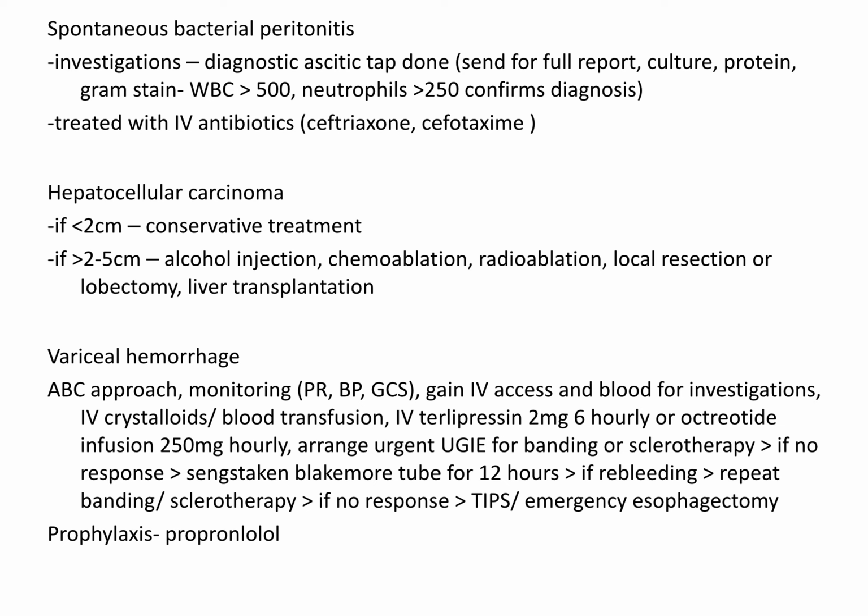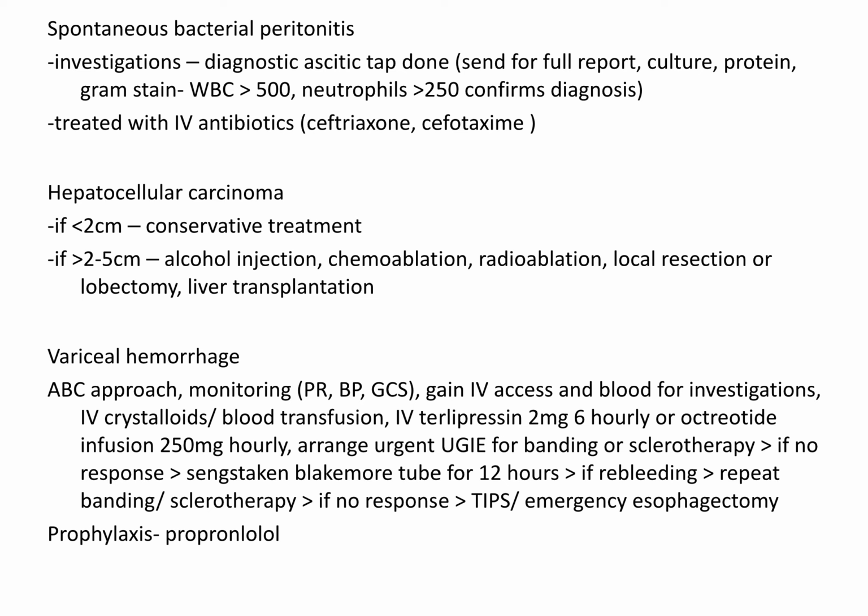And if the patient has variceal hemorrhage as a complication, then we obviously have to take an ABC approach, right? We have to monitor the patient's pulse rate, blood pressure, GCS score and all that, and then we have to gain IV access, and take blood for certain investigations, and then we give the patient IV fluids, IV crystalloids. If blood is available, we can give blood to the patient, and then we obviously have to give vasoconstrictors as well, such as IV terlipressin 2 mg 6 hourly, or we can give octreotide infusion 250 mcg hourly.